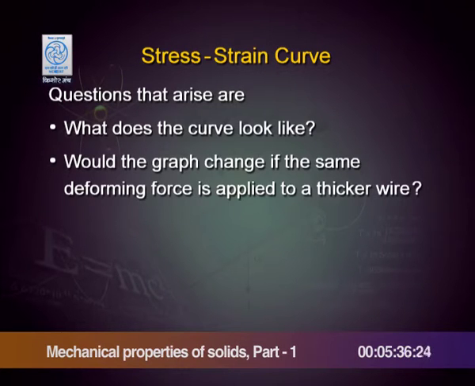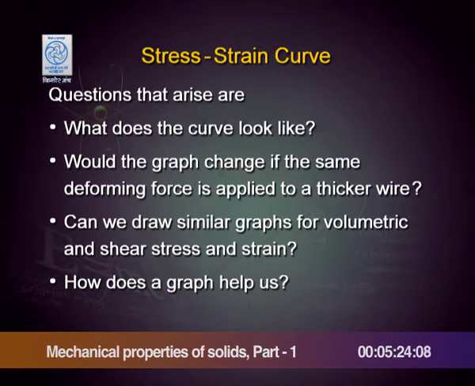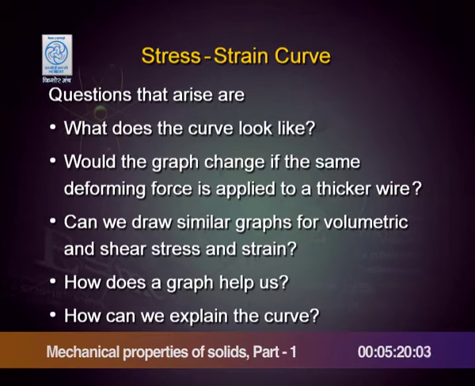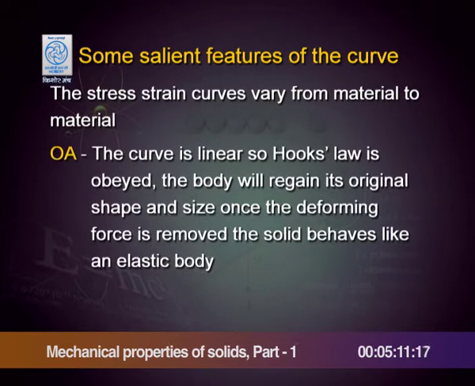If I use a thicker wire, would my stress strain curve still look the same? Or can we draw similar graphs for volumetric stress and strain, shear stress and strain? What does the graph tell us, and how can we explain such curves? Some of the salient features of the graph are, if you look carefully, there is a region OA.